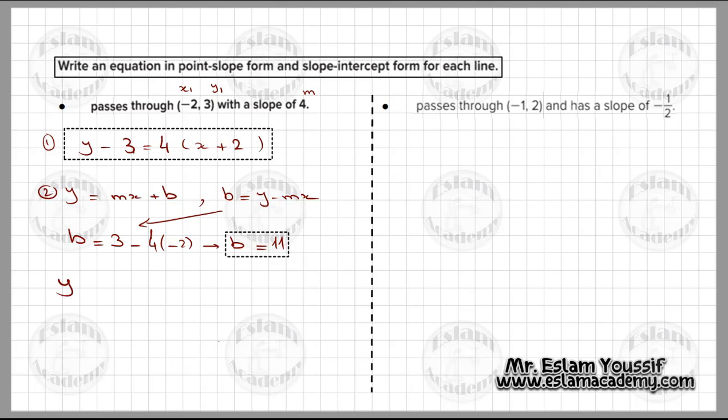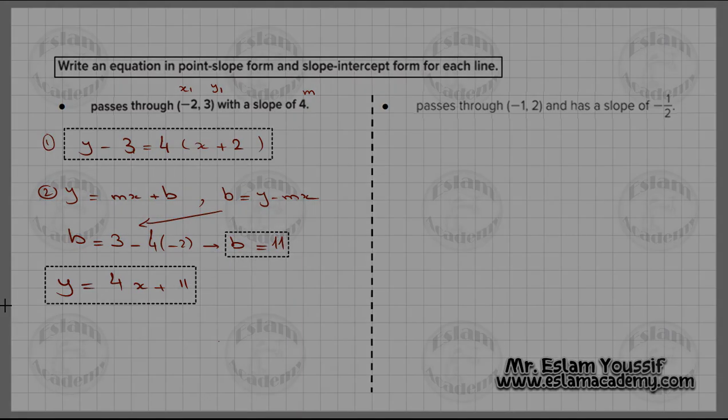Now we can write the equation y = mx + b. As given, the slope is equal to 4, so just replace m with 4. And the y-intercept is equal to 11, so just replace b with 11. And that will be the equation in slope-intercept form.